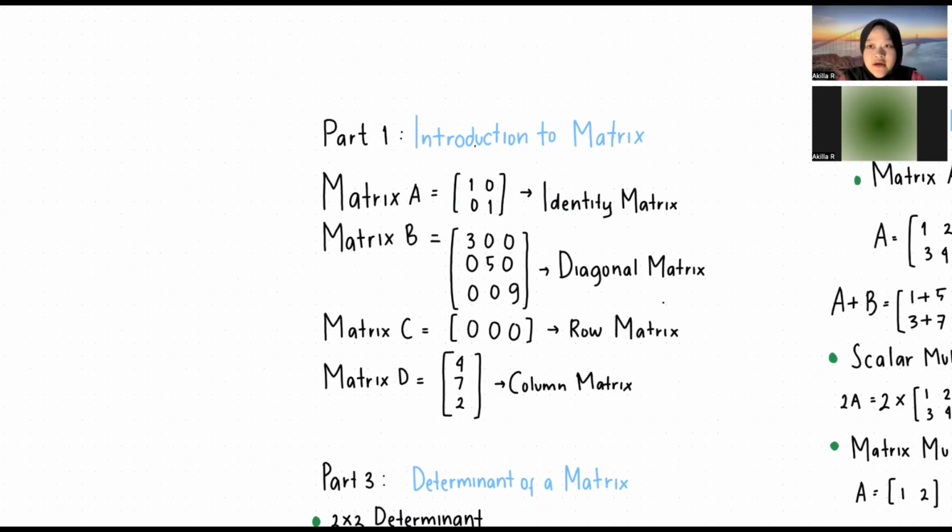So let's start with the basic concepts. A matrix is a rectangular arrangement of numbers written inside square brackets and organized in rows and columns. Here is a matrix. Matrix A is a 2 by 2 identity matrix. You can see that it has 1 on the diagonal and 0 elsewhere. Matrix B is a 3 by 3 diagonal matrix because only the diagonal has non-zero values. Matrix C is a row matrix with just 1 row, and matrix D is a column matrix with only 1 column.